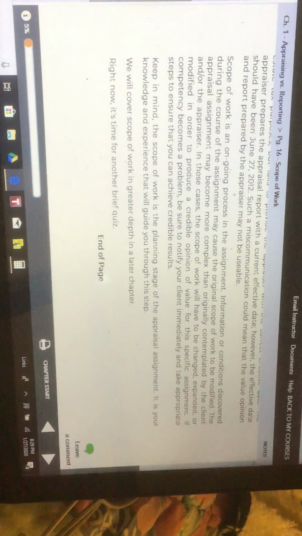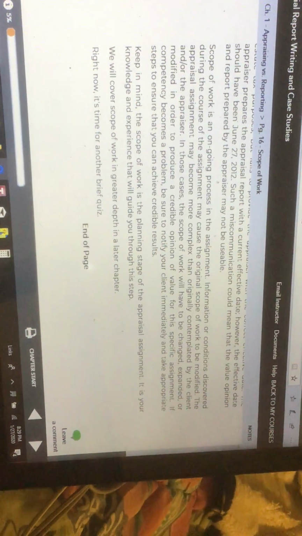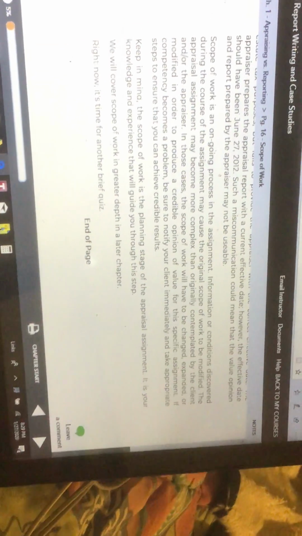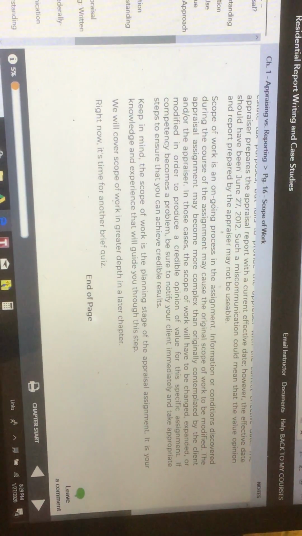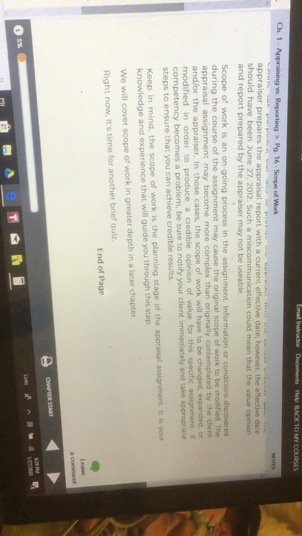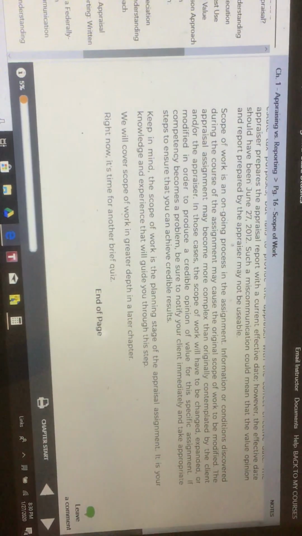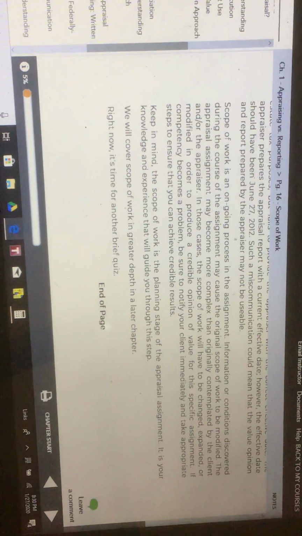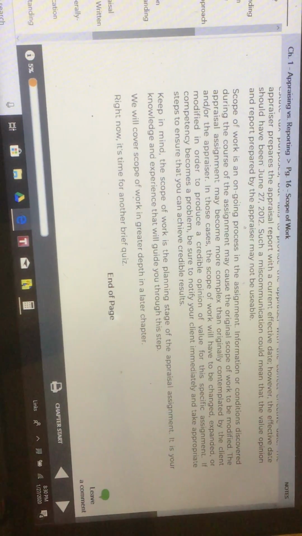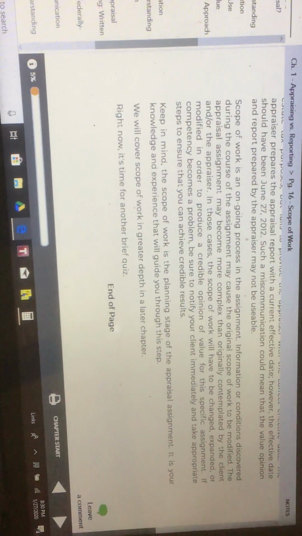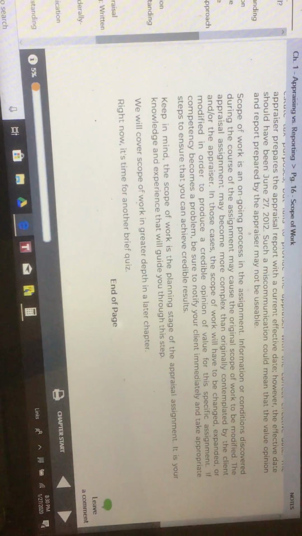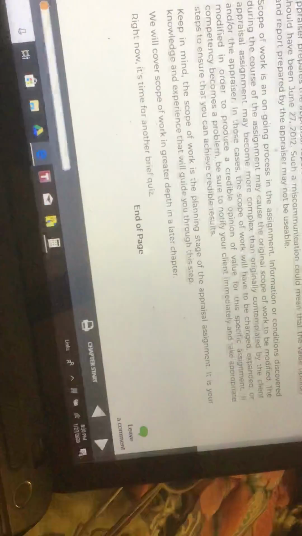Keep in mind, the scope of work is the planning stage of the appraisal assignment. It is your knowledge and experience that will guide you through this step. We will cover scope of work in greater depth in a later chapter. Right now, it's time for another brief quiz. End of page.